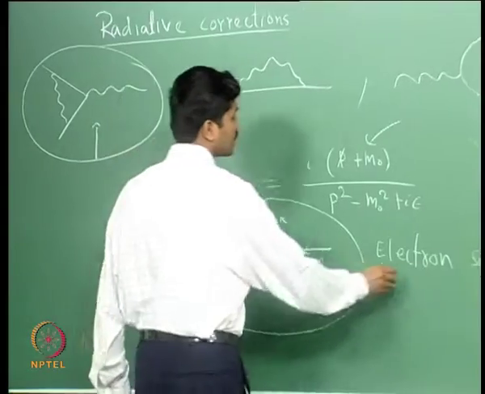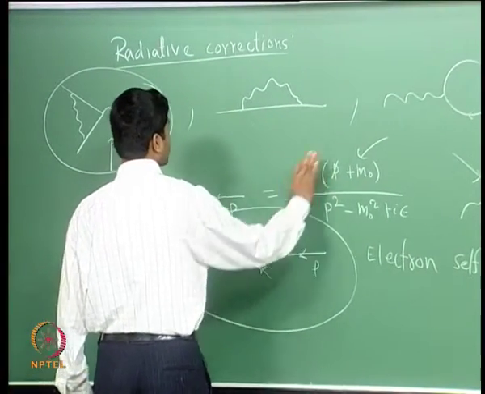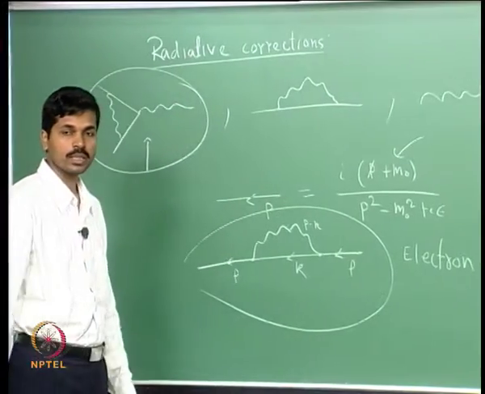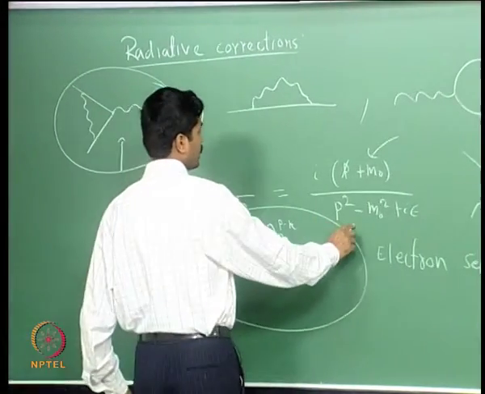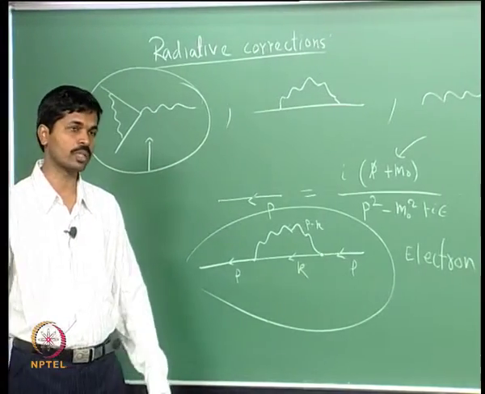Basically, that is the reason it is called the self energy. This diagram will give a correction to the mass of the electron. It will shift the mass of the electron, and that is what we will see when we do the explicit computation.